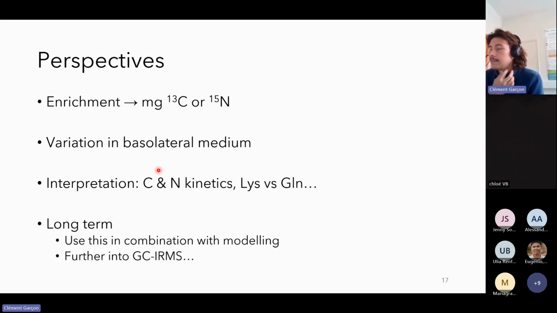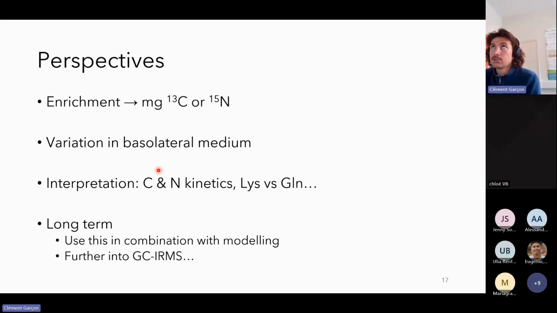And in the long term, it's data we would have liked to use in combination with modeling, so that's a bit for later. The idea was to combine a modeling approach and obtain the data to parameterize the model with the cell culture. And also something we had in mind was to go further into GC-MS.